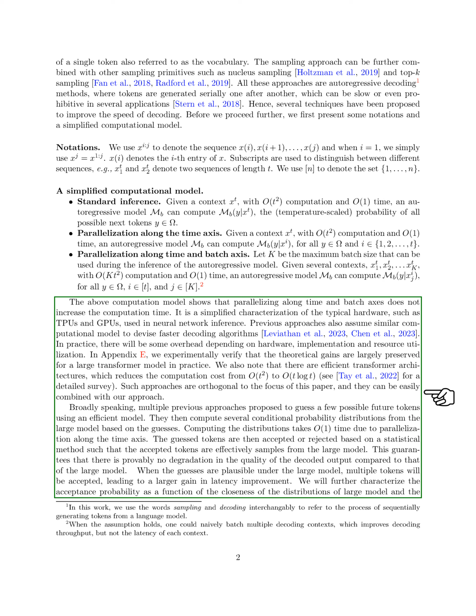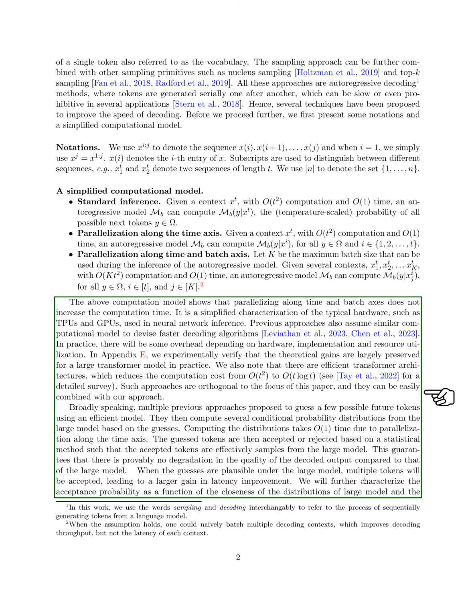Previous methods have used a similar model to develop faster decoding algorithms. However, there may be some overhead depending on the hardware, implementation, and resource utilization. We've found that the theoretical gains are largely preserved for a large transformer model in practice. There are also efficient transformer architectures that reduce the computation cost. These approaches are separate from the focus of this paper, but they can be combined with our approach.